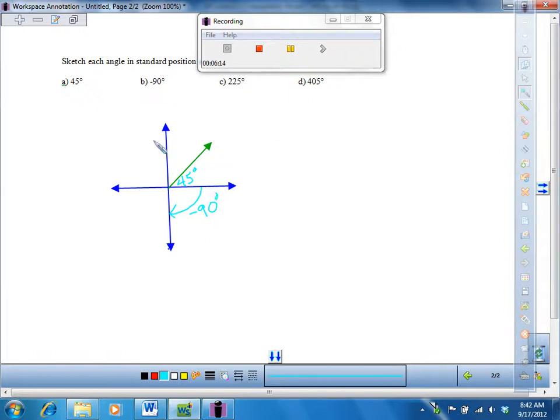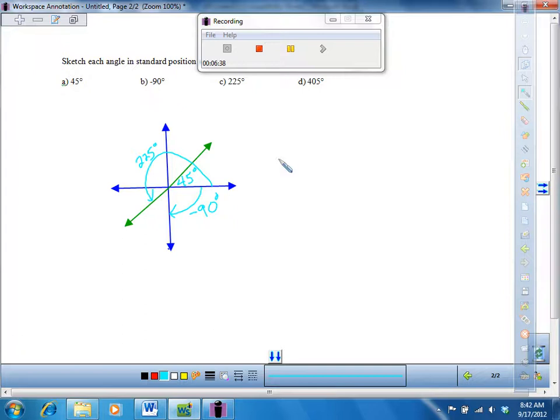And then 225, well, that's 180 plus 45. So 225, I believe, is going to put you straight over here, right? So that would be 225 from here over to there, 225 degrees. And then 405, where would that be? 45. Very good. That would be 360 plus 45 more, right?